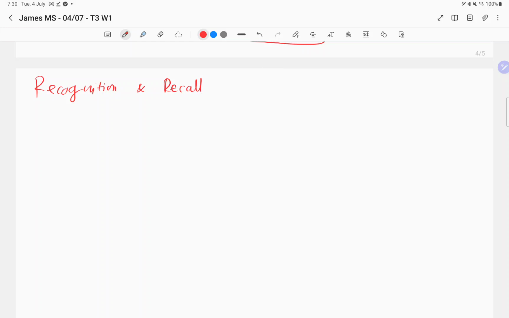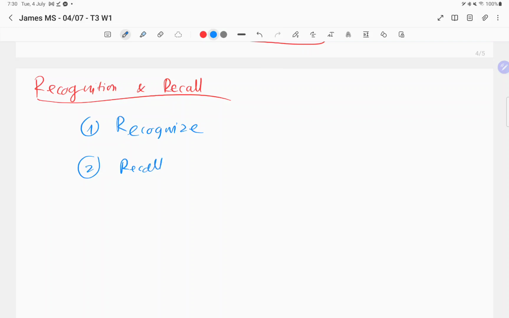Recognition and recall. What do you think is the difference between recognition and recall, James? I thought they were just both revision. Yeah, it's a good initial step. Yes, they are both about revision. Now, if I were to ask you, do you recognize? Okay, so the first step is to recognize, and then the second step is to recall. Okay, so I'll put that here first.